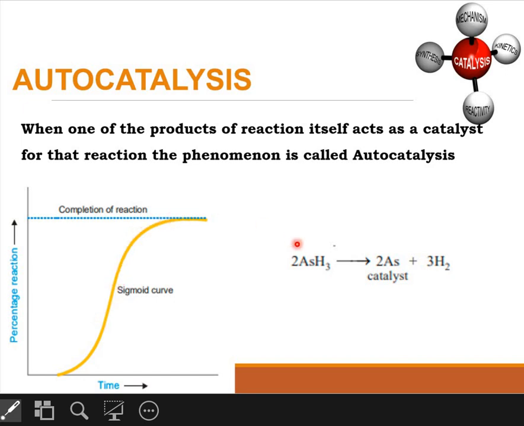A very good example for this is arsine, arsenic hydride. In the decomposition of arsine, the free arsenic produced by the decomposition auto-catalyzes the reaction. In this curve, the maximum is obtained when the reaction is complete.